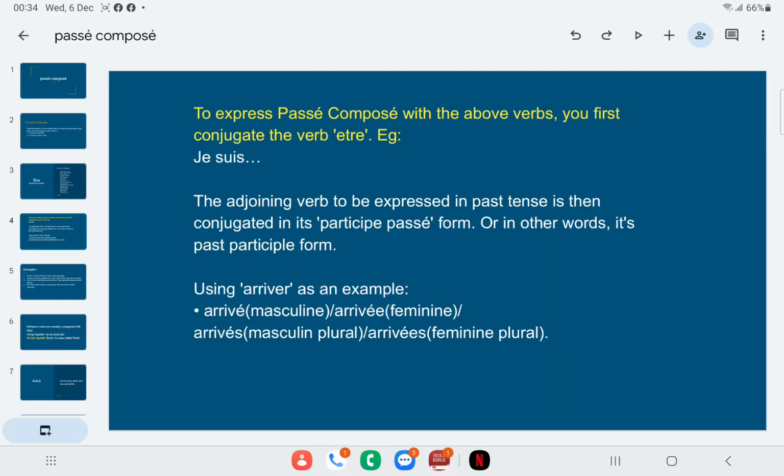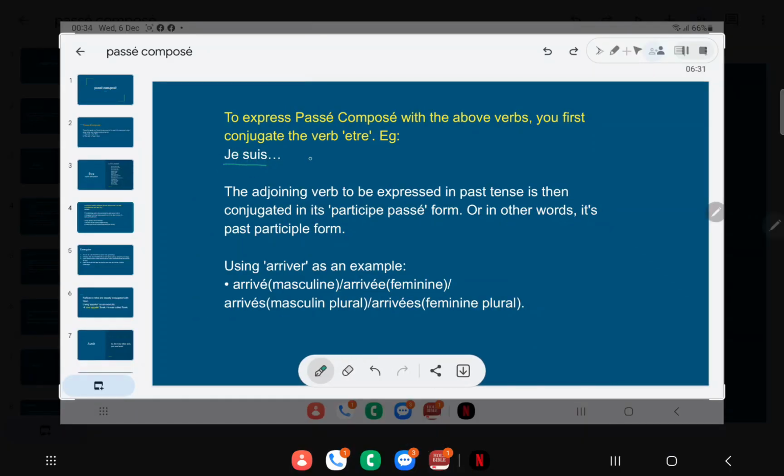To express passé composé with these verbs, you first conjugate the verb être, as I did here. For example, je suis, tu es, il/elle. Depending on who is carrying out the verb, you conjugate accordingly. Now, the adjoining verb to be expressed in past tense is then conjugated in its participe passé form, or in other words, its past participle form.